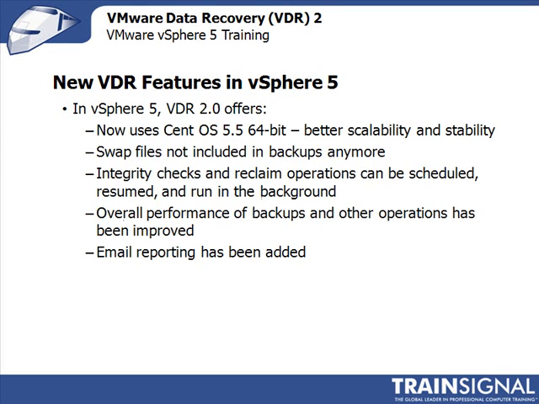Moving on to VDR version 2, new in vSphere 5, which I'll be demoing in this lesson. Now it uses CentOS 5.5, which is a 64-bit Linux-based operating system that's contained inside the virtual appliance when you deploy VDR. It provides you better scalability and better stability according to VMware. Also, swap files won't be included in your backups anymore, and this is going to save time both on backup and restore. VDR version 2 can perform integrity checks and reclaim operations on a schedule. They can also be resumed, and they can run in the background. Overall, performance of backups and other operations has been greatly improved with VDR version 2.